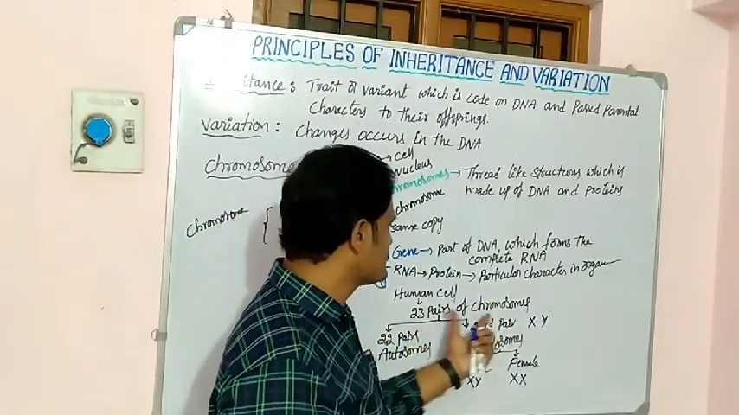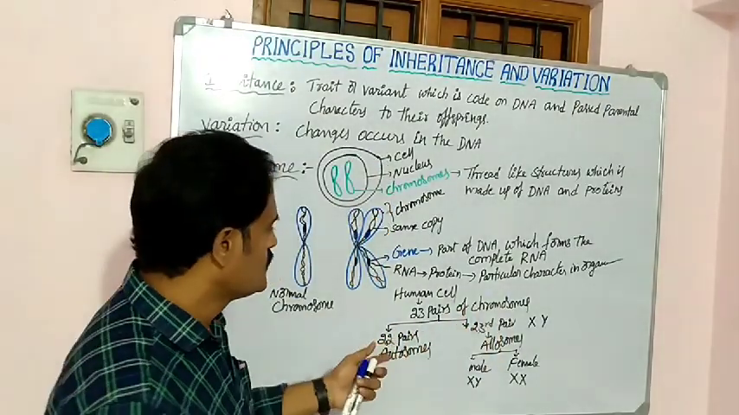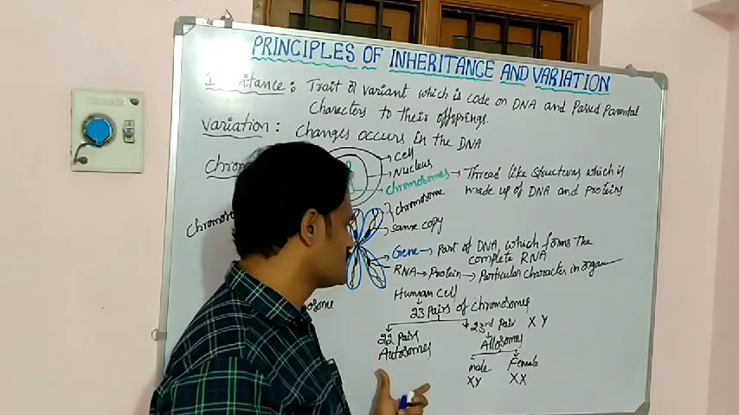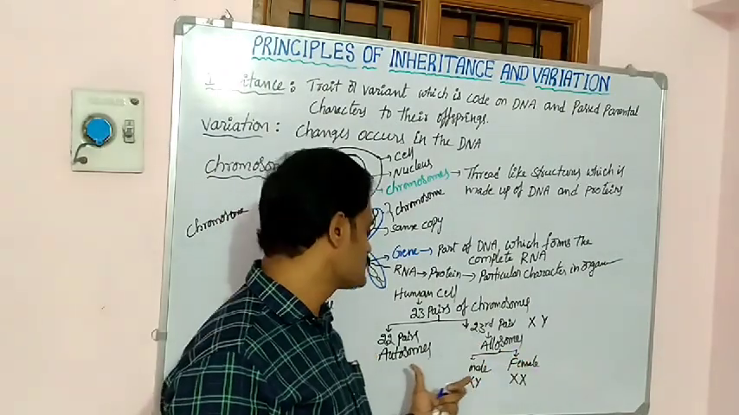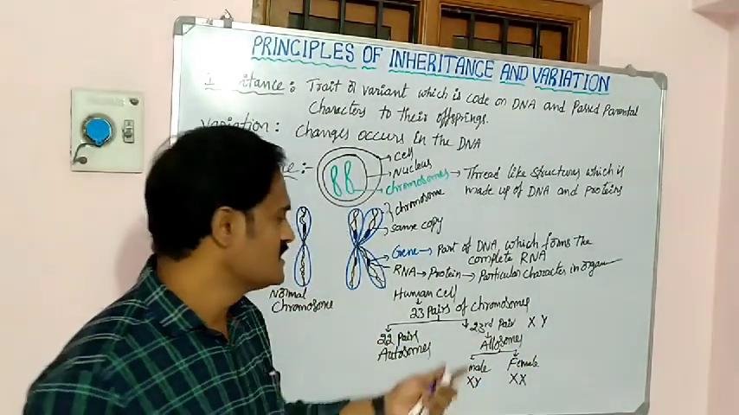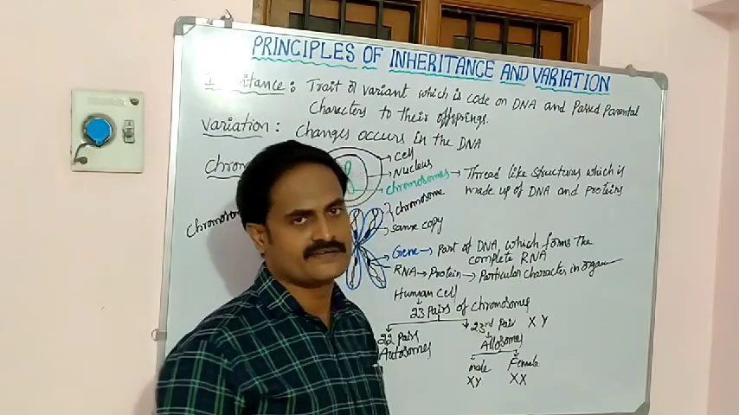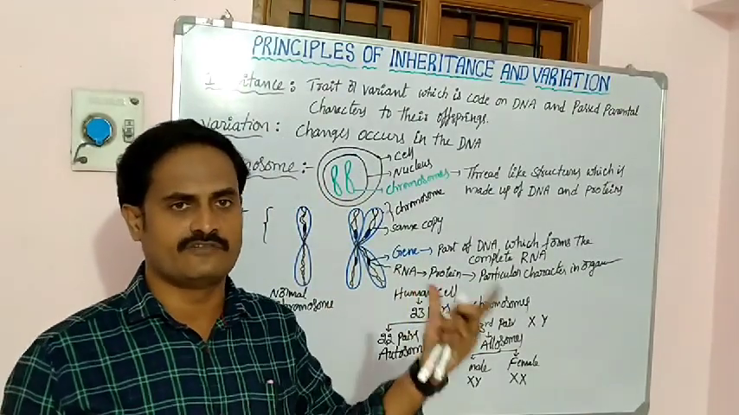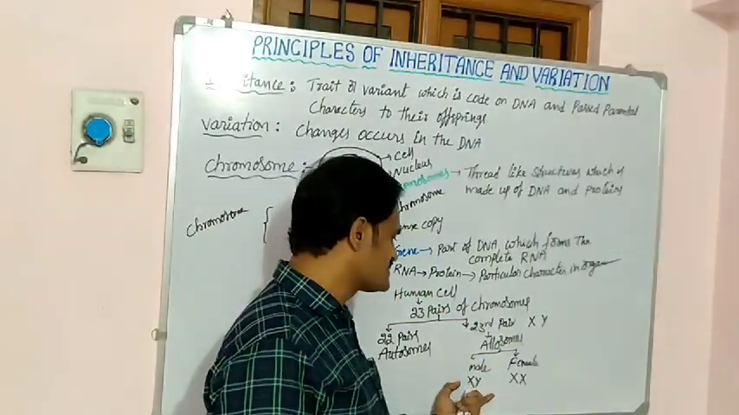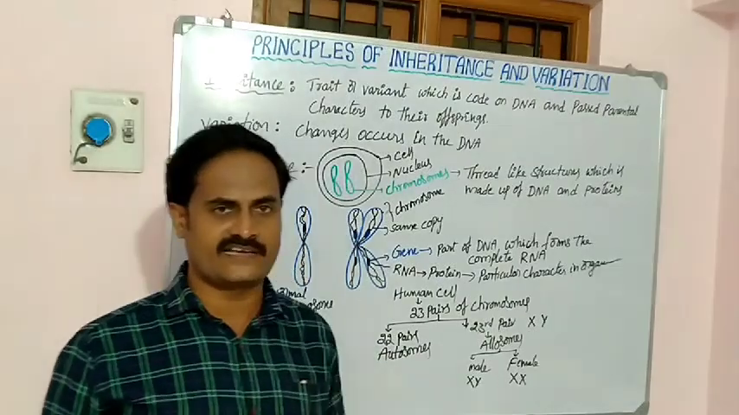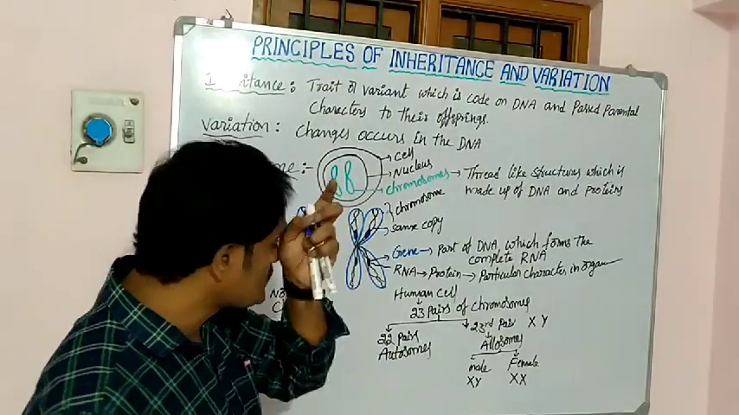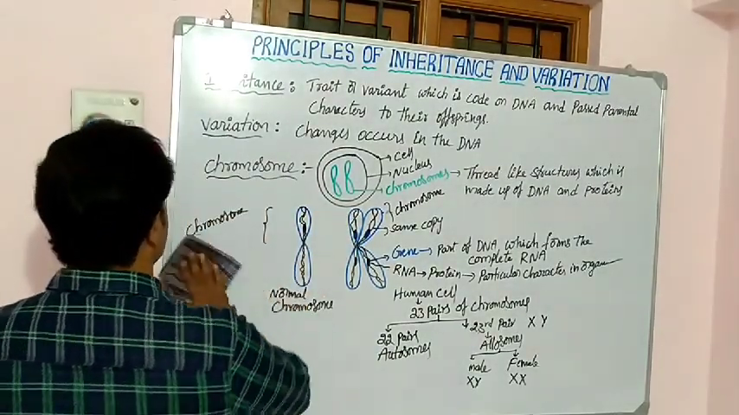So in total, 23 pairs of chromosomes are divided into two types, autosomes and allosomes. Autosomes are 22 pairs, allosomes are 1 pair. They are of two types, X and Y. In males XY, in females XX. Okay, now coming to the next keyword of this chapter.